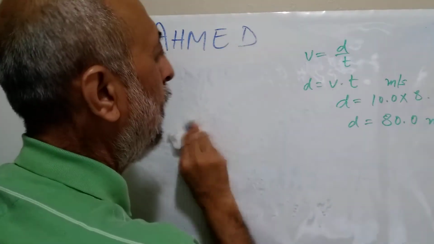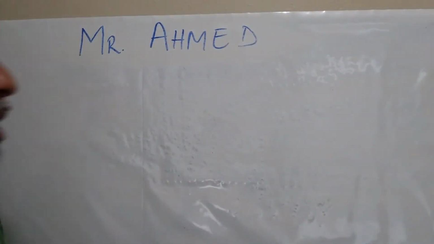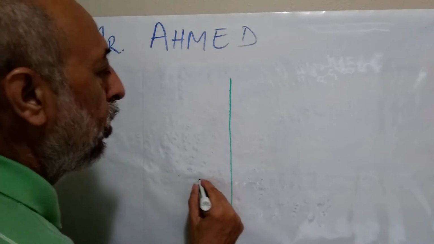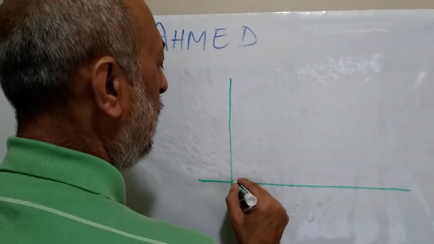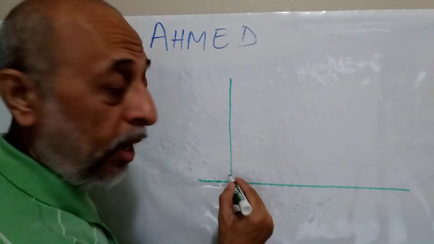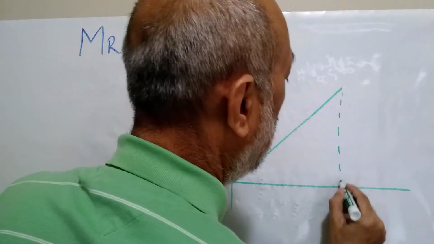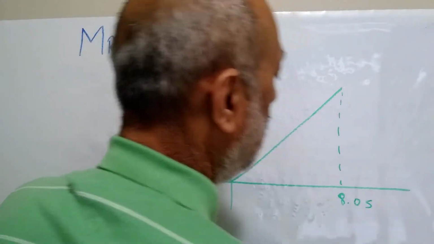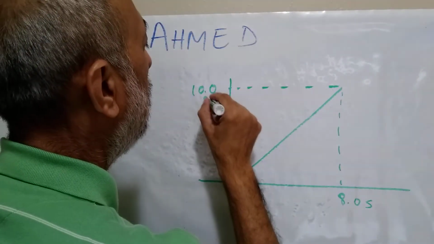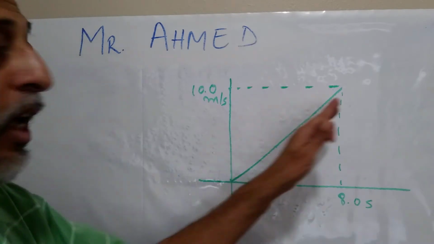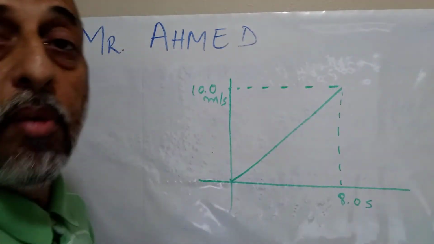And let's assume that an object is moving with a uniformly increasing velocity, meaning let's say that originally at 0 seconds the velocity was 0, and at 8 seconds the velocity actually became 10 meters per second. Now that 10 meters per second velocity was not throughout the time. It was the maximum velocity.